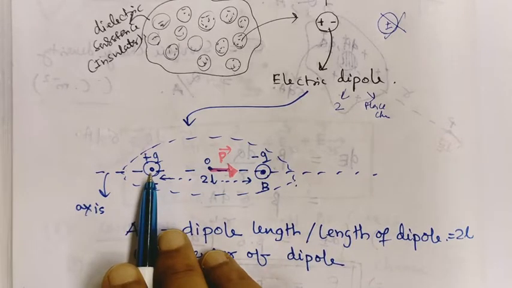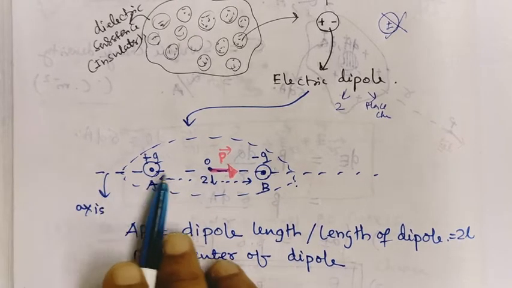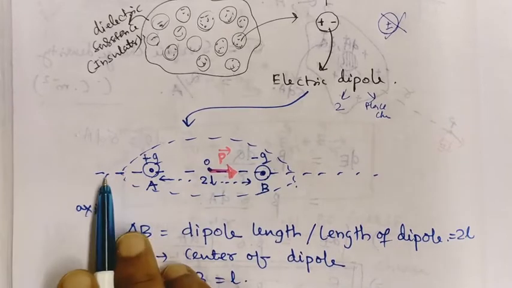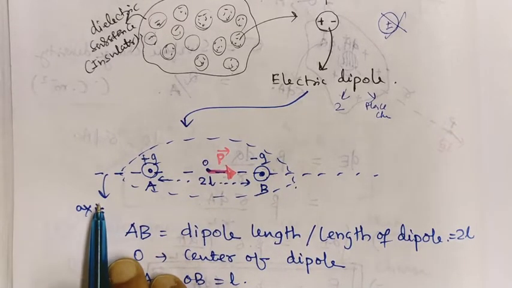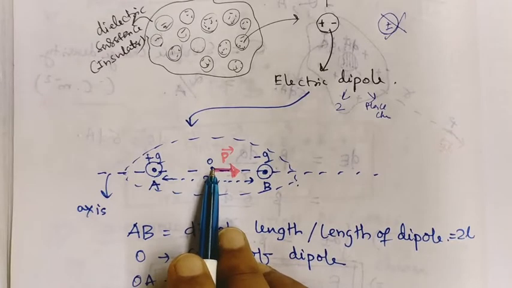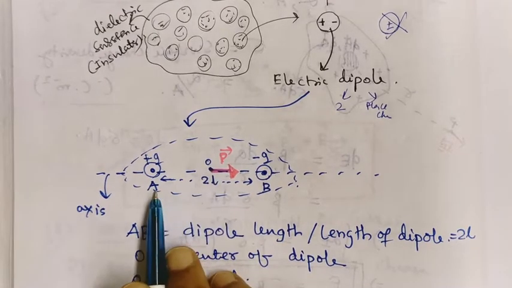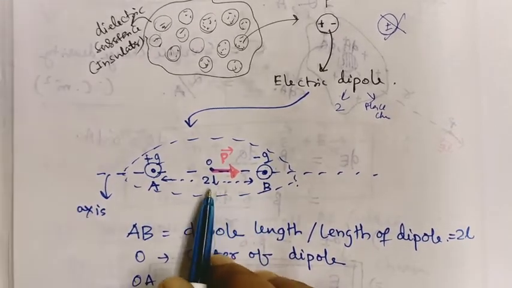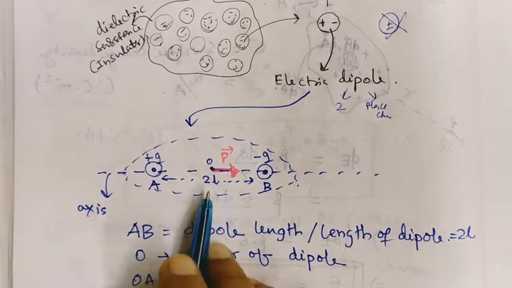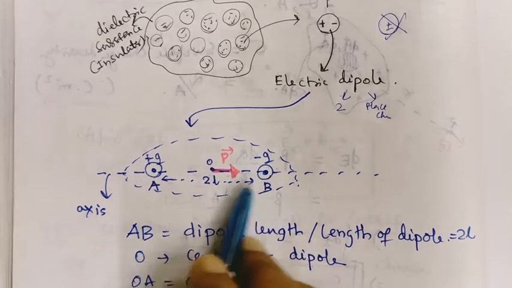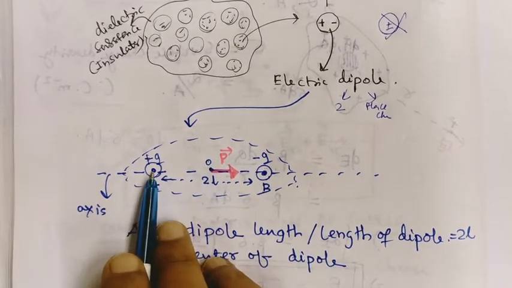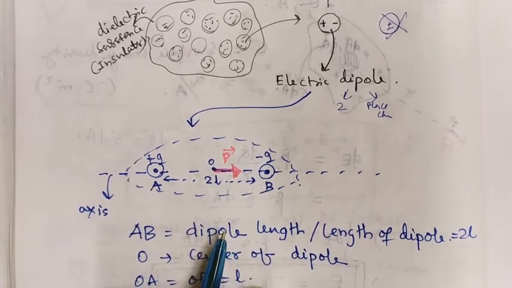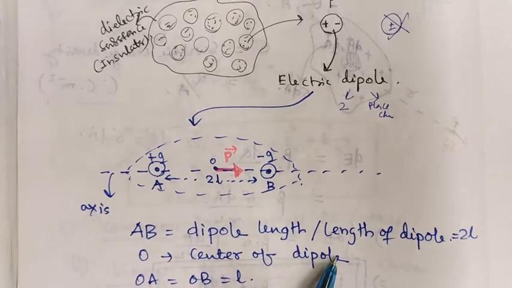In physics, we call it an electric dipole, and the imaginary line joining the positive charge and negative charge is called the axis of the dipole. You should be very clear about this. In this figure, O is known as the center of the dipole, and the distance between the two poles of the charge is called the dipole length. Here we named it 2L. From A to B, the distance is 2L. Why is it written 2L? From O to A we can call it L, and O to B we can call it L. That's why AB is treated as 2L, the dipole length. O is the center of the dipole.